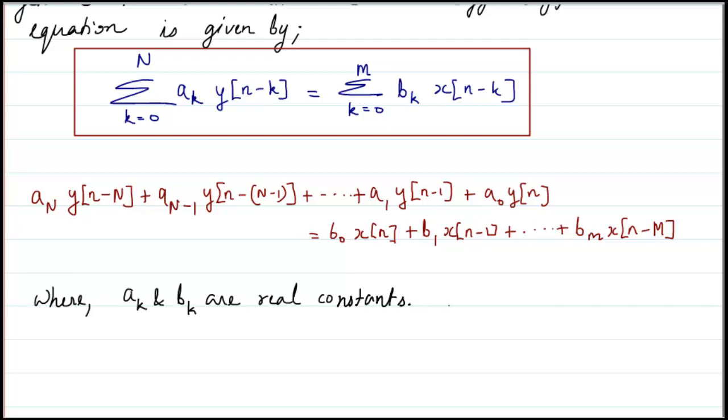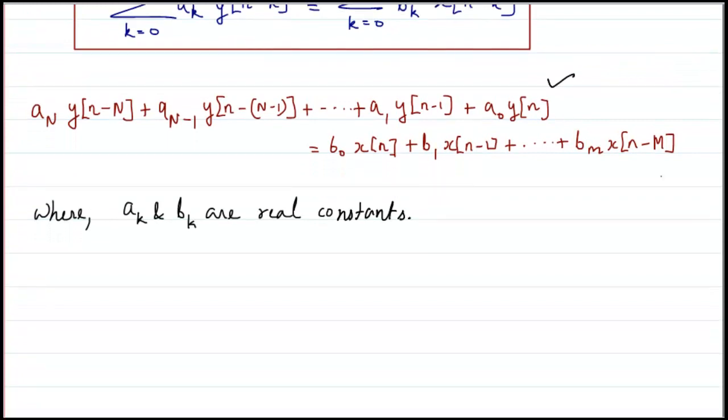So now, if you have to find out the output in this one, we don't have to struggle too much, because the equation is very straightforward. You can see that I want to find out this y of n. All you have to do is take the other part of the equation totally to the other side.